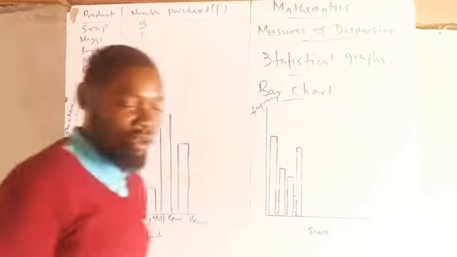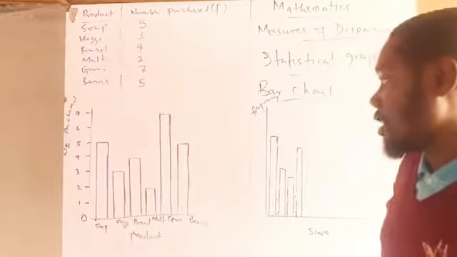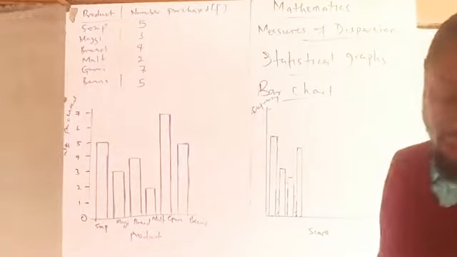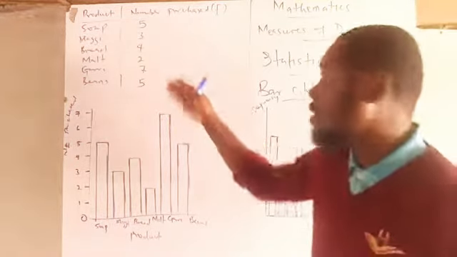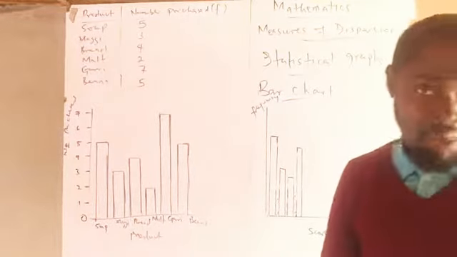In our next class, we shall be considering other aspects of our statistical graphs. But carefully go through what we've done today and ensure you practice. You can create a table for yourself. You can change these numbers and try to create the bar chart for the new table you're going to have.